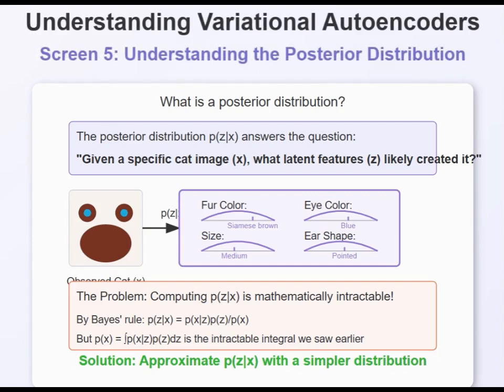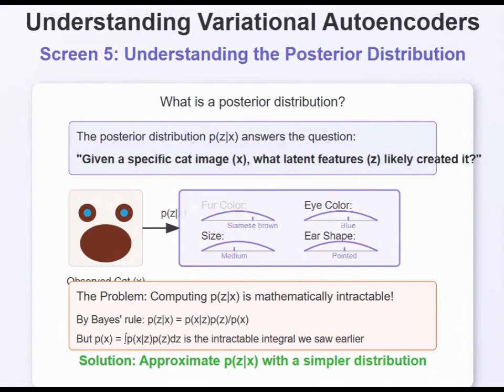Before we dive into variational inference, let's make sure we understand what the posterior distribution p(z given x) really means in the context of our cat examples. The posterior distribution p(z given x) answers the question, given a specific cat image x, what latent features z likely created it? For instance, if we observe a Siamese cat with blue eyes, the posterior distribution would tell us the probability of different latent variable values that could have generated this particular cat. It might tell us that fur color is very likely to be a specific shade of brown, eye color is very likely to be blue, ear shape is likely pointed, and so on.